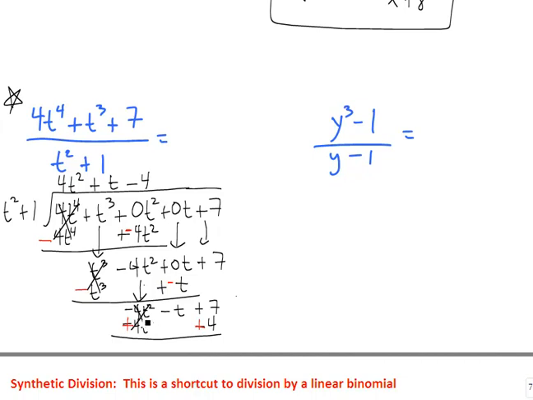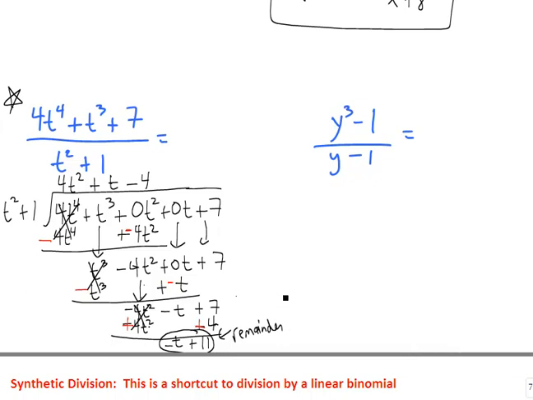The t squareds cancel out. And we have negative t left over plus 7 plus 4 is 11. Now here I can't go any further because the degree down here is t to the first and I have a t squared out front. So the degree out here is too big. So we're ready to stop. Because this was not a 0, we have a remainder.